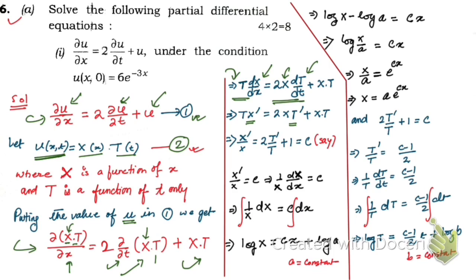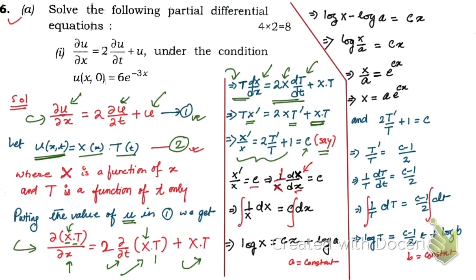So now if you divide both sides, each and every term by capital X and capital T, you will get this equation. And consider this is BC, let us say it is BC. So we can write this one is equal to C, and we also can write this is also equal to C, right? So let us take capital X dash by capital X is equal to C. Then capital X dash means derivative of capital X with respect to small x. And here we have 1 by capital X, right?